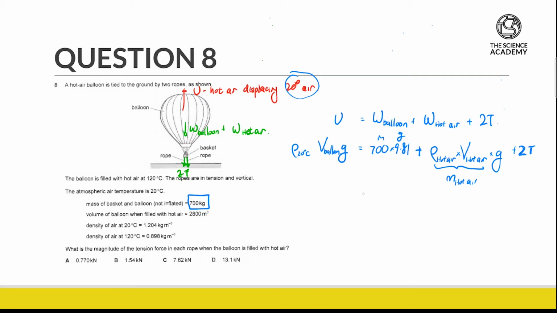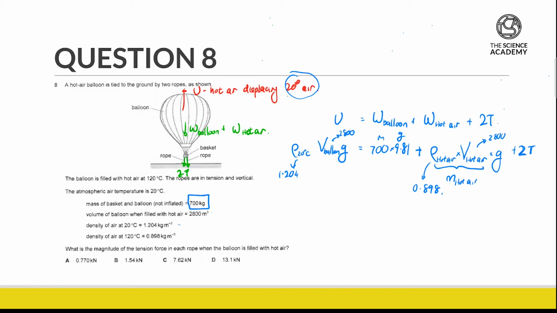We are given the respective information already. The volume of the balloon is equal to the volume of the hot air, so this is also going to be 2,800. This is 2,800, and we can key this in. This is going to be 1.204, and this is going to be 0.898.